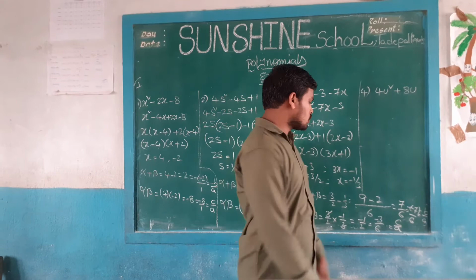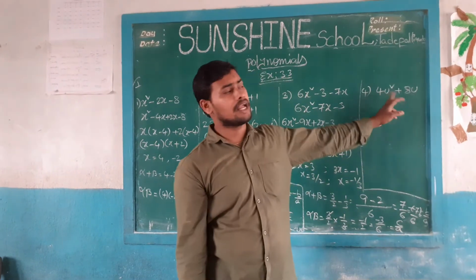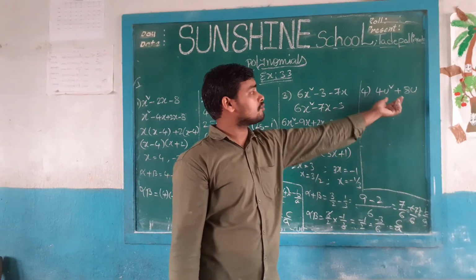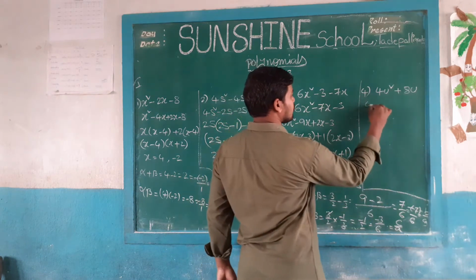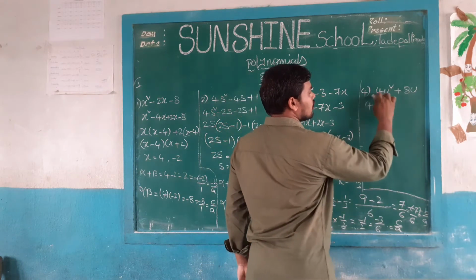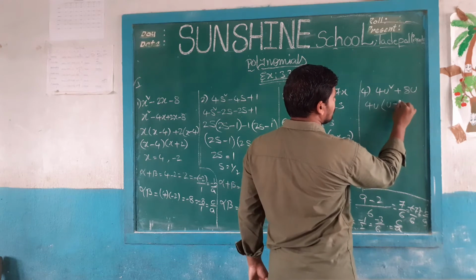Now 4u square plus 8u. Here what is the common term? Directly you can simply write as 4u(u plus 2).